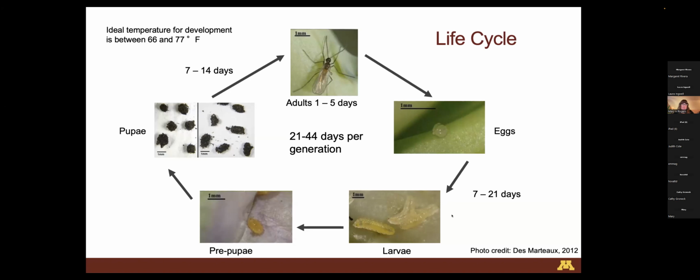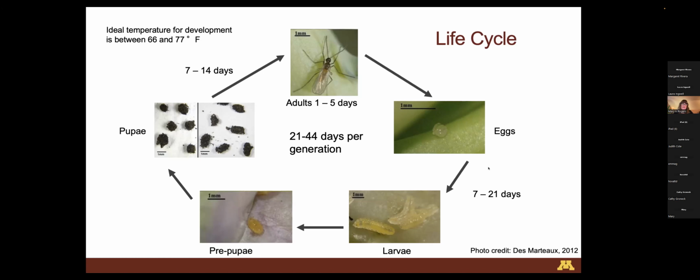But adults can live 1 to 5 days. They will feed on floral nectar, and when they mate, females can lay up to 100 eggs in their lifetime. They usually lay them in clusters of 50, and they like to lay them on actively growing points of the plant. So if you're thinking broccoli, the buds that will eventually become the head.